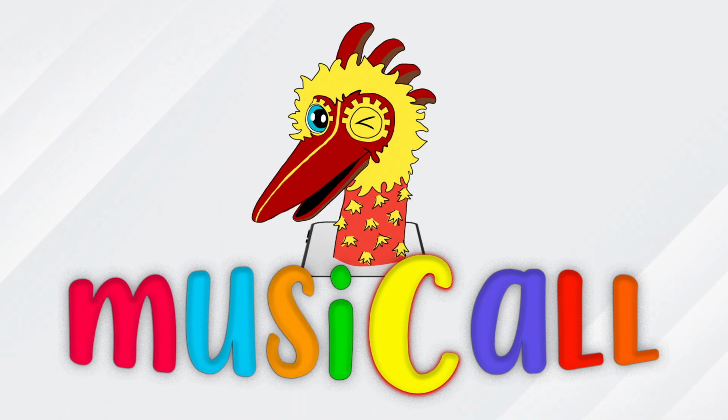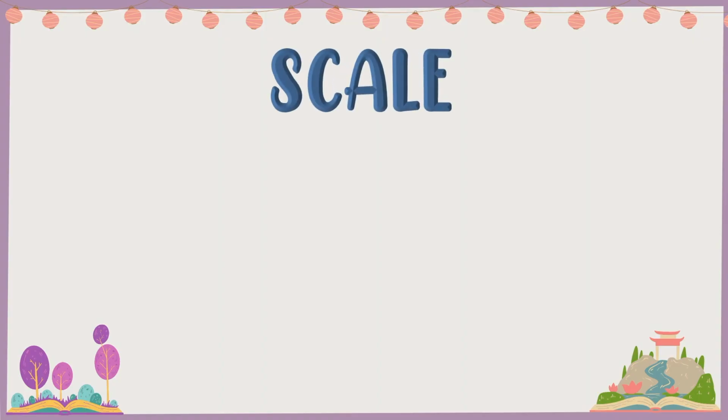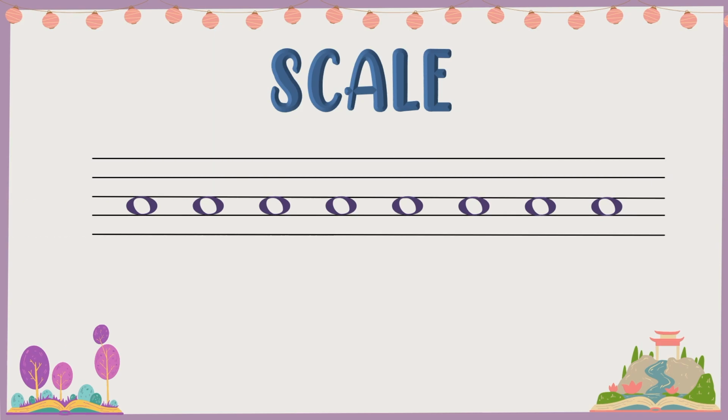Let's go. Let's talk about scale. A scale is usually made up of 8 notes. The notes have an ordered sequence. A scale can be repeated like a cycle. When we put the notes on the stave following the scale, there are 2 types.